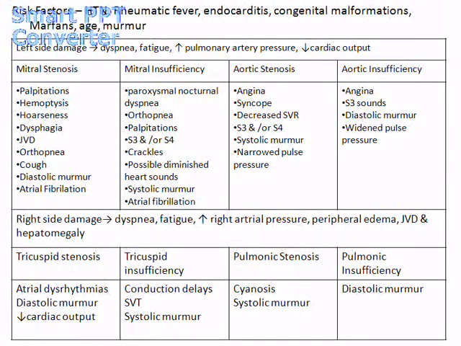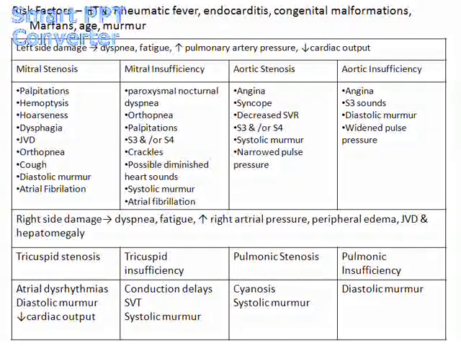So let's look at our subjective and objective data that we're going to get from these individuals. So with left-sided damage, we're going to see dyspnea, fatigue, increased pulmonary artery pressure if we had a Swan-Ganz catheter in there, and then we had decreased cardiac output. So if we see left-sided valve disease, this is what we're going to see.